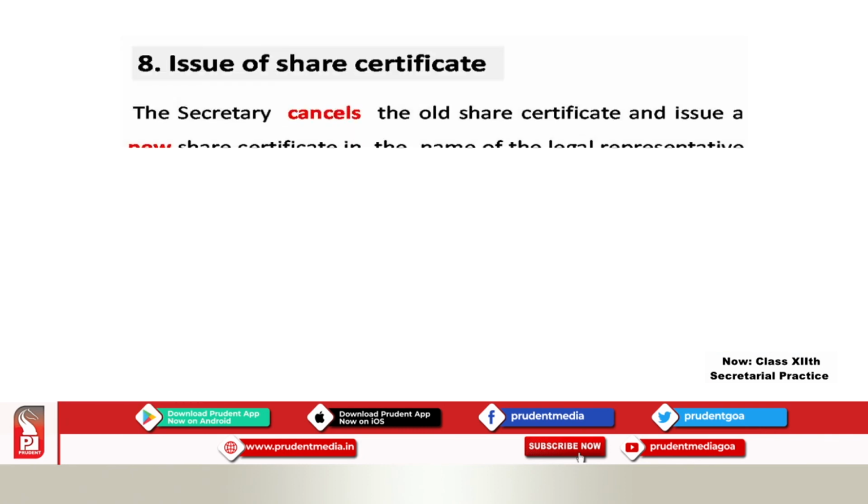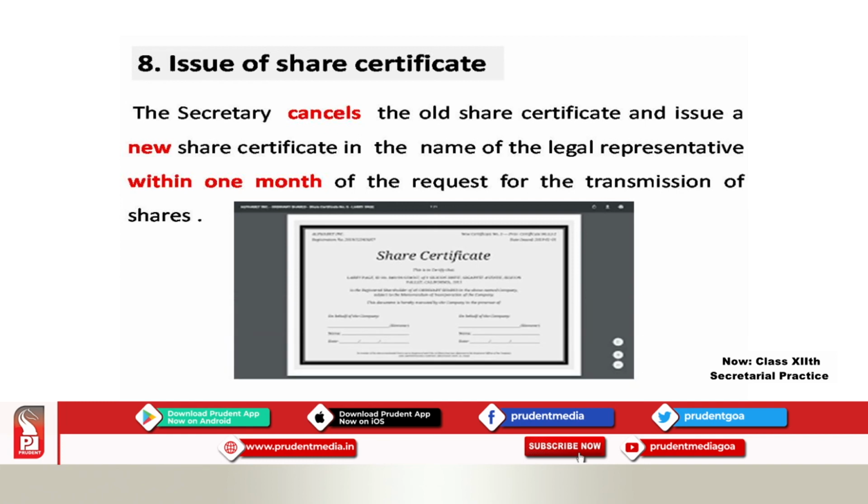And the last point, the secretary cancels the old share certificate and issues a new share certificate in the name of the legal representative within 1 month of the request for the transmission of shares. I told you this entire procedure has to take place within a period of 1 month. So, she cancels the old share certificate and prepares a new share certificate in the name of the legal representative. Whoever is the legal representative, a new share certificate will be given in his name.